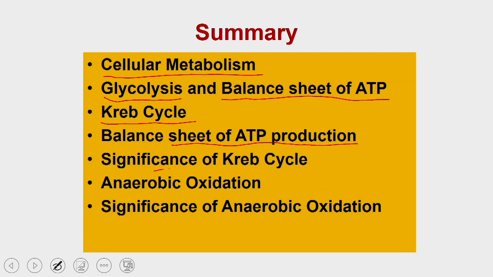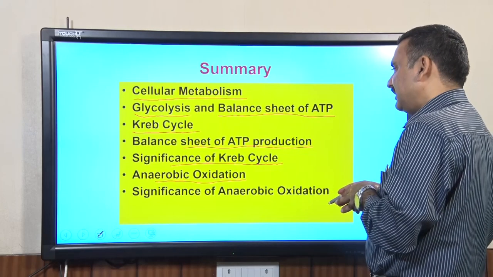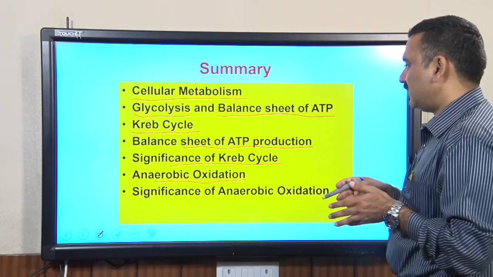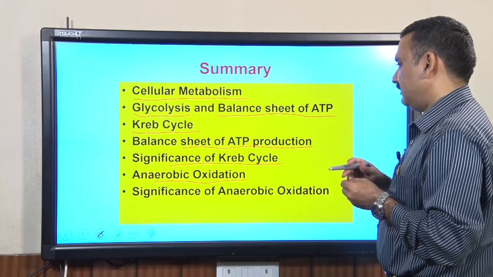Then we also discussed the Krebs cycle as a central metabolic pathway, and how it is connected to the other metabolic pathways in the cell. And at the end, we discussed anaerobic oxidation, which happens when there is no oxygen present in the environment, and the cell does not go through the Krebs cycle or oxidative phosphorylation, but goes through anaerobic oxidation to regenerate NAD plus. We also discussed the significance of anaerobic oxidation in terms of cellular physiology as well as industrial relevance.